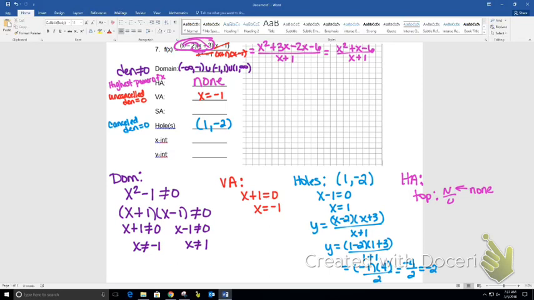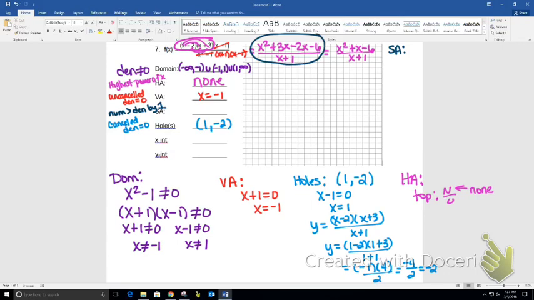The degree of the numerator has to be greater than the denominator by 1. Okay, hold on. What's the degree of the numerator? 2. What's the degree of the denominator? 1. So the top is bigger than the bottom. Is it by 1? Yes, so we have a slant asymptote. And how do we find a slant asymptote? Long division. Degree is exponents. Yes, degree is exponents.